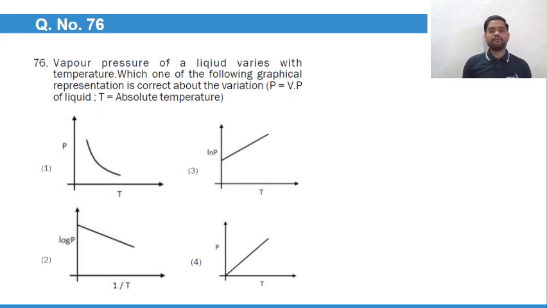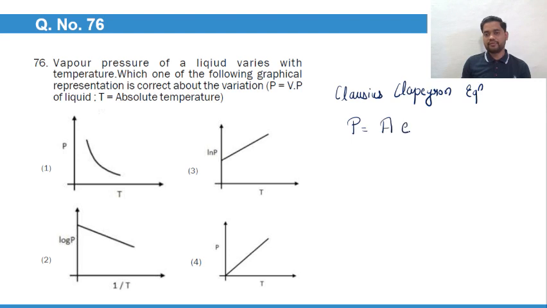72. Vapor pressure of a liquid varies with temperature. Which one of the following graphical representations is correct about the variation, where P is equal to vapor pressure of liquid and T is equal to absolute temperature? Here what you can use is the Clapeyron equation, which says that P is equal to A times e to the power minus delta H of vaporization whole divided by RT.